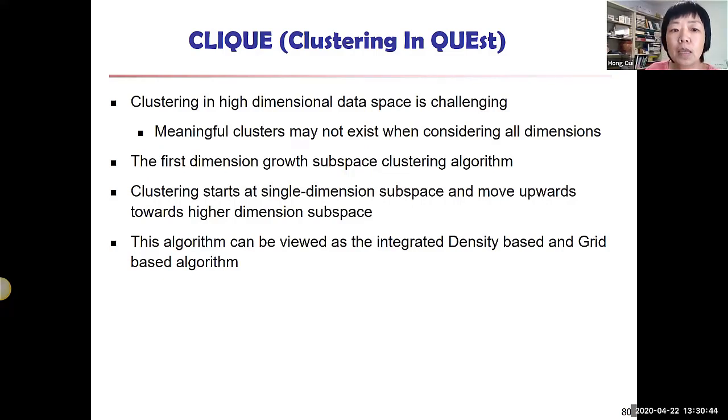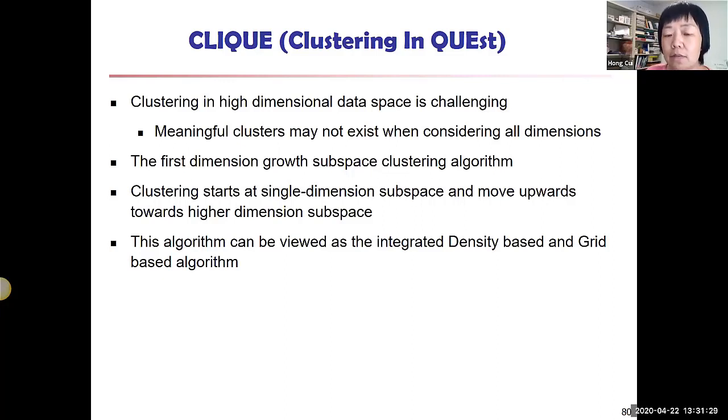So the idea why CLIQUE was developed: we know that clustering in high-dimensional data space is challenging, but maybe meaningful clusters exist already in some of the subspaces. Maybe we don't need to consider all the dimensions. Even in our police shooting data, maybe we really don't need all of those 12 parameters. If we narrow it down, we're probably going to find meaningful clusters. So CLIQUE is the first dimension-growth subspace clustering algorithm.